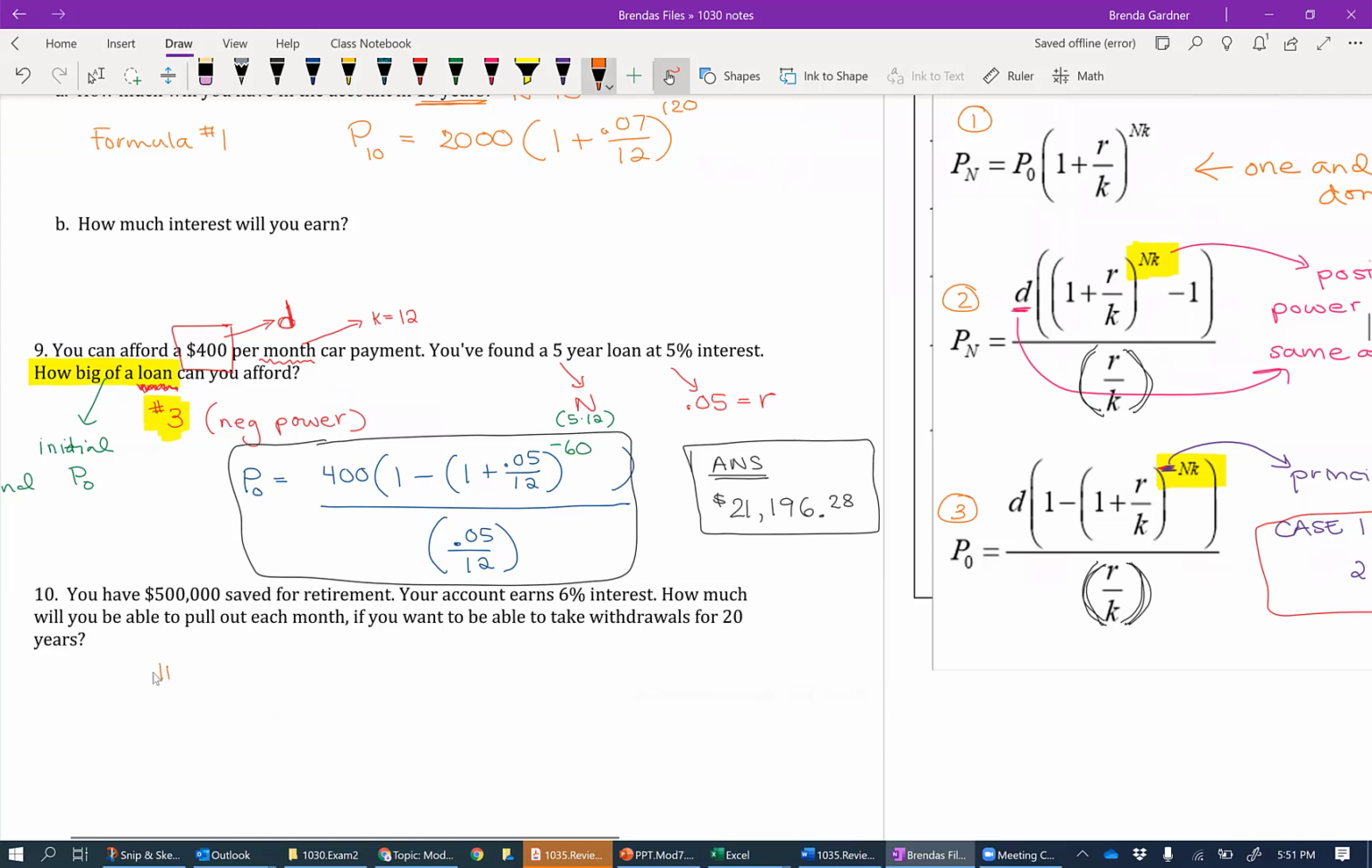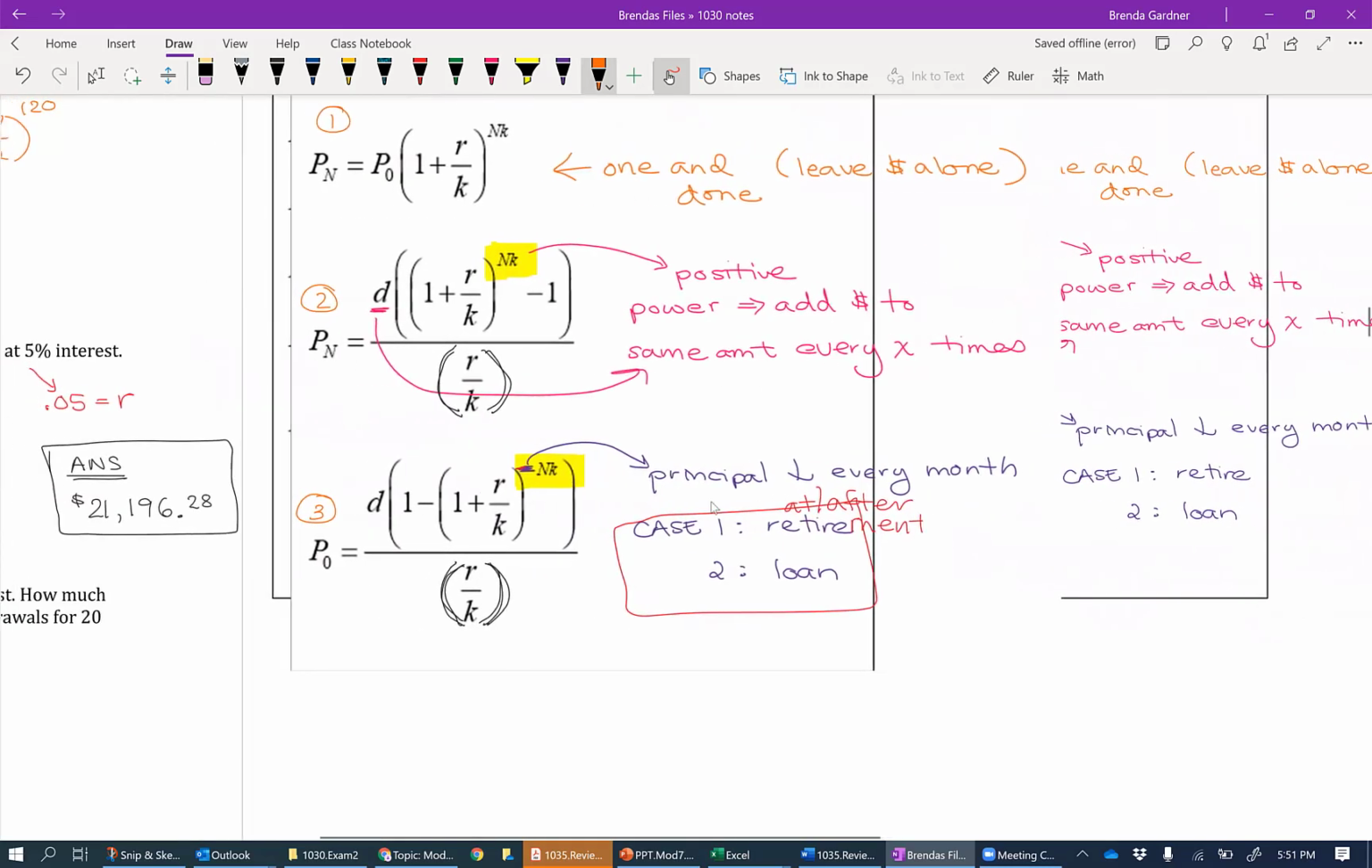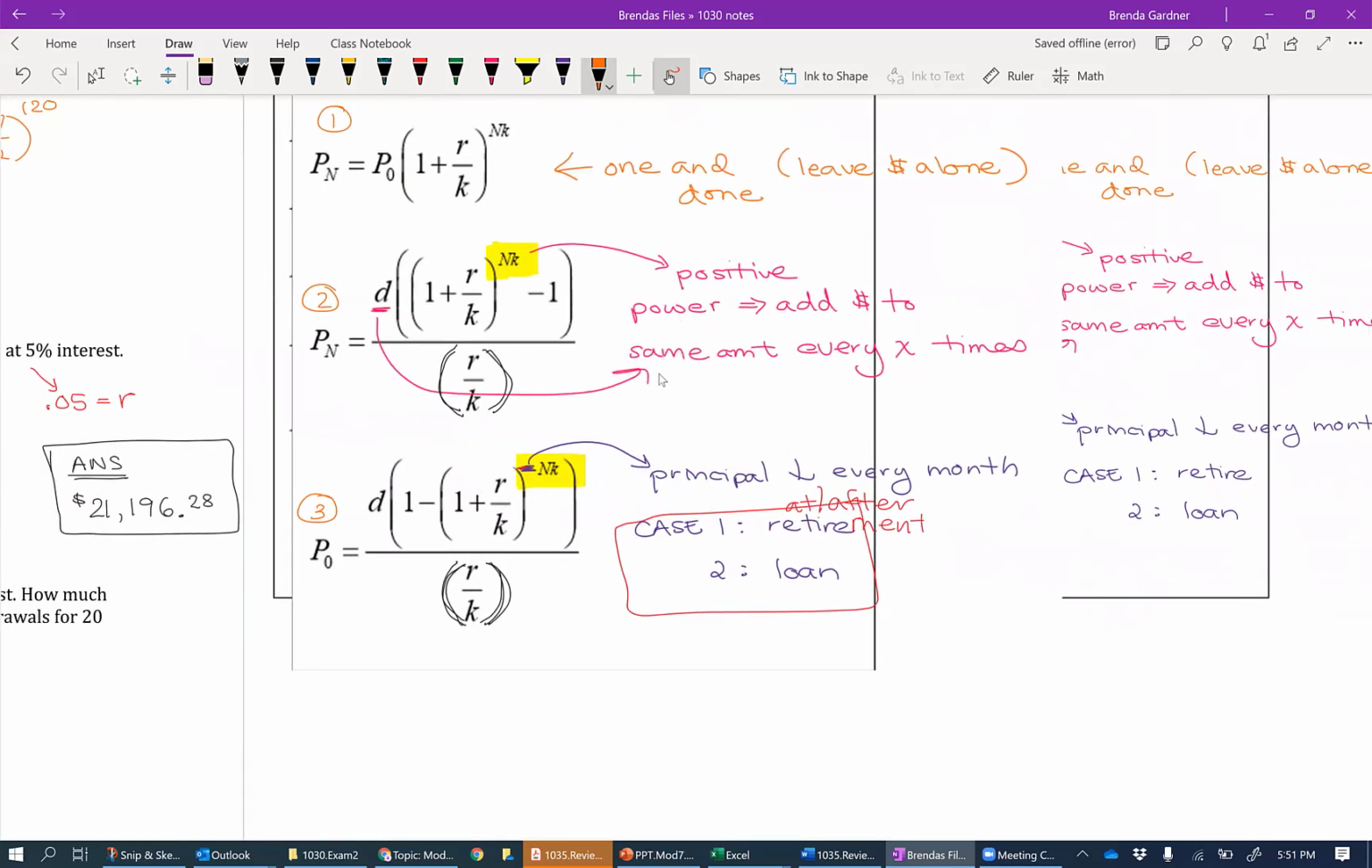Okay. You're right. It is number 3, but I don't want you to focus on the word retirement, because this one can also be retirement, the second one, but it would be save for retirement.